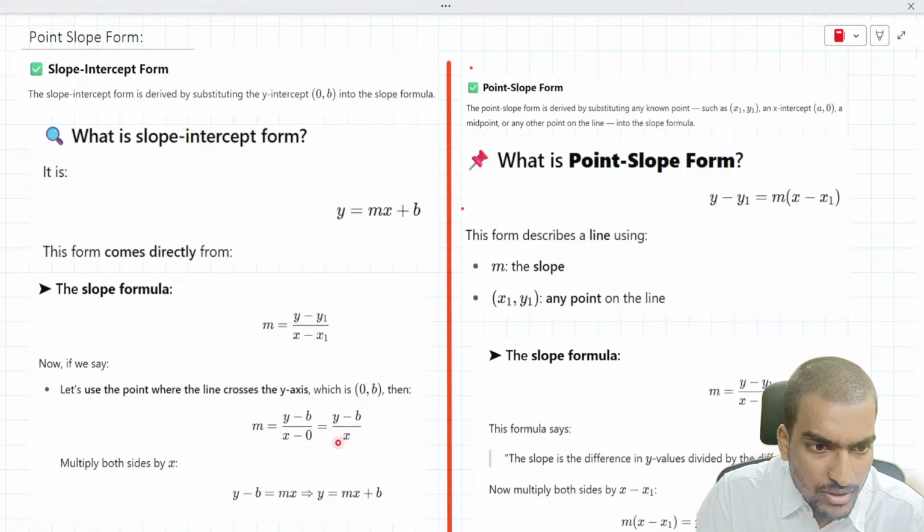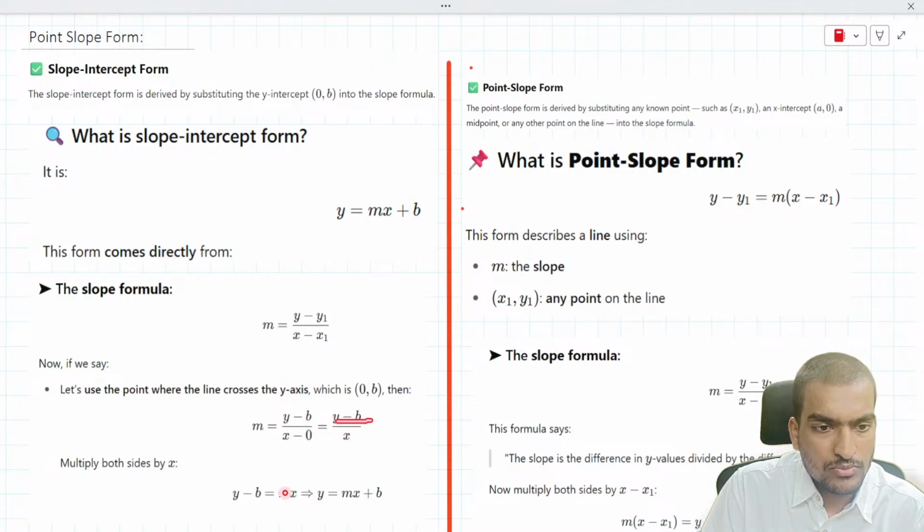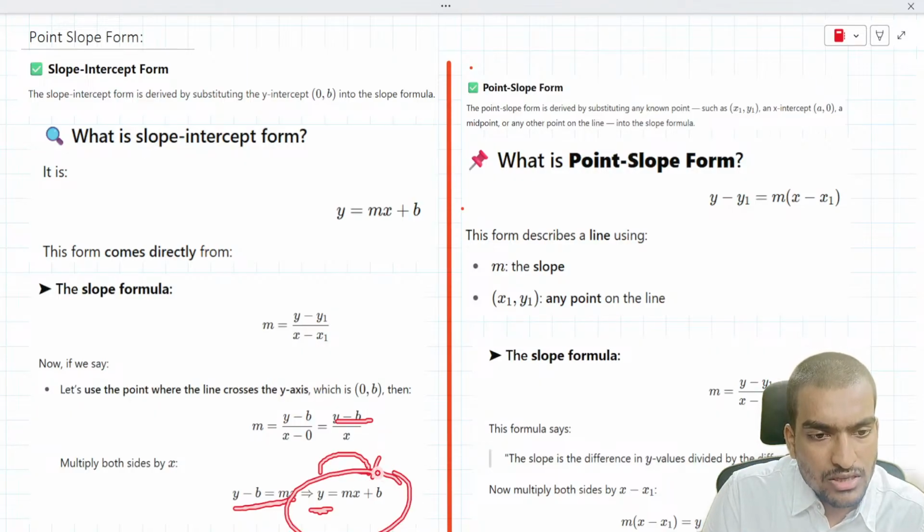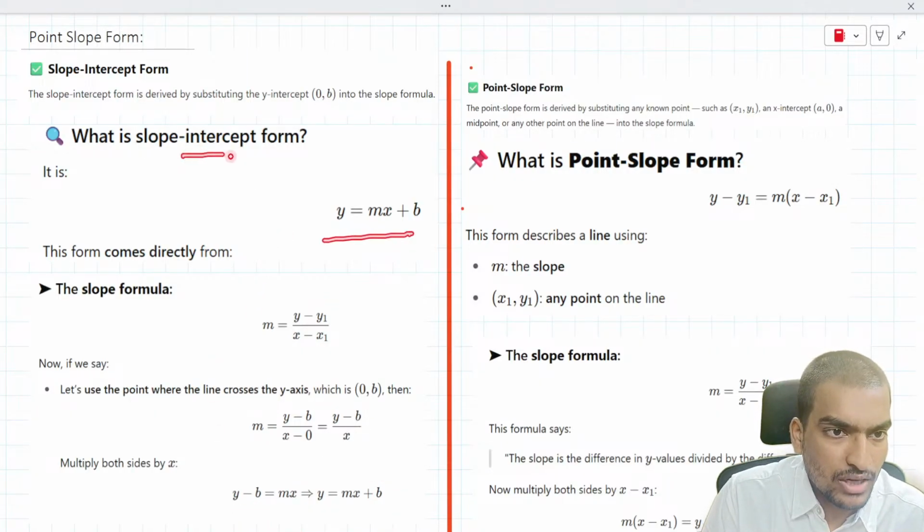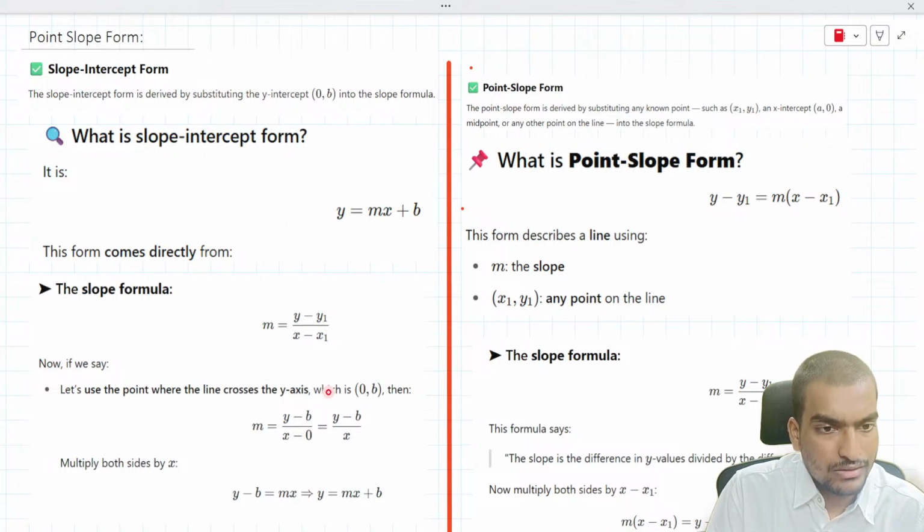Now, y minus b by x, I multiplied this with m. So that's going to be y minus b equals mx, y equals mx plus b. This is how we got the slope-intercept form. Here we are using the y-intercept only. That's why we call this the slope-intercept form.